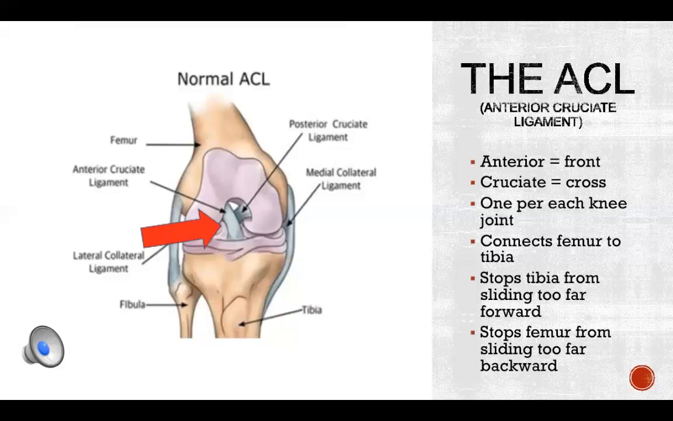So now let's go into depth about the anterior cruciate ligament, or the ACL. Anterior means front and cruciate means cross. As you can see in the picture, the ACL crosses within the knee. There is one ACL inside the knee, which connects the femur to the tibia. The purpose of the ACL is to stop the tibia from sliding too far forward and stop the femur from sliding too far backward.